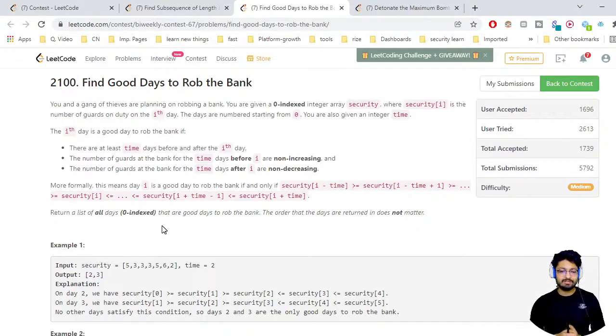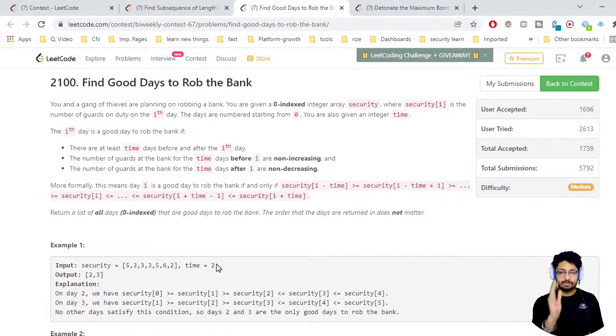Okay, you're also given an integer time. So you're given all of this information, a time variable, and a security array that tells, for a particular day, how many security guards there are. The ith day is a good day to rob the bank if the following conditions are met: there are at least time days before and after the ith day.